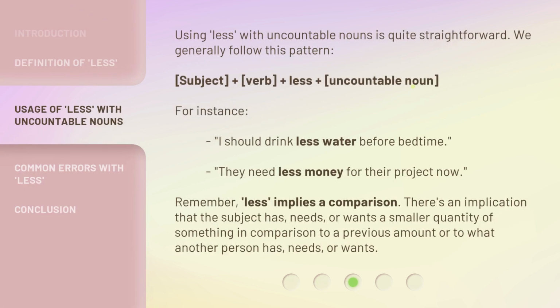Using less with uncountable nouns is quite straightforward. We generally follow this pattern: subject plus verb plus less plus uncountable noun. For instance, I should drink less water before bedtime. They need less money for their project now.